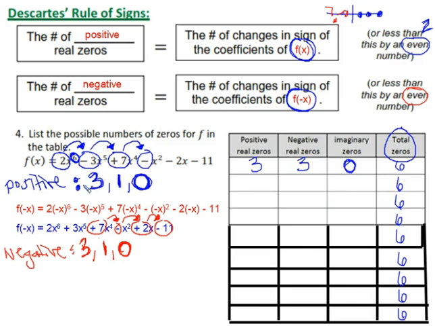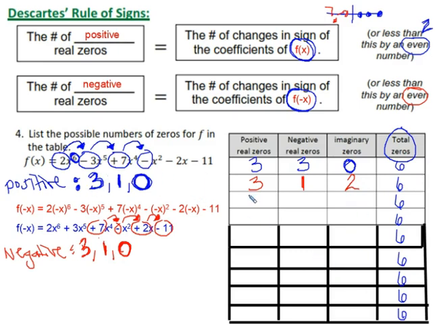Now we could also have 3 positive real zeros, but maybe we only have 1 negative real zero. This is giving us 4 positive and negative, but we need a total of 6, which means the number of imaginary would have to be 2, because 3 plus 1 gives us 4. Oh, I'm sorry. Yeah, and then plus 2 would give us 6. So knowing this total is going to help us fill out this imaginary column.